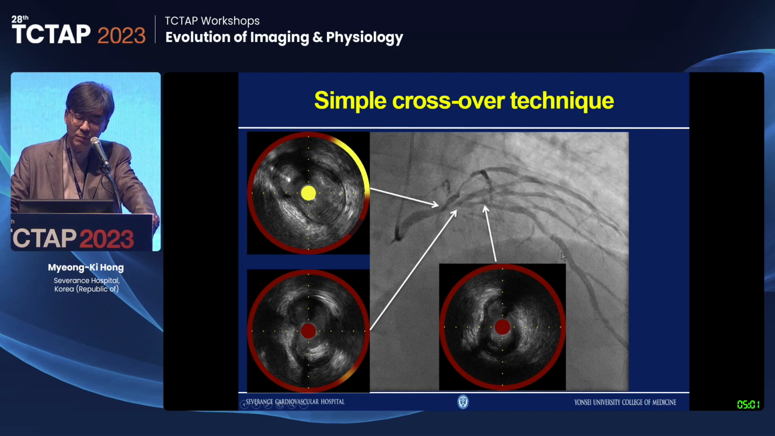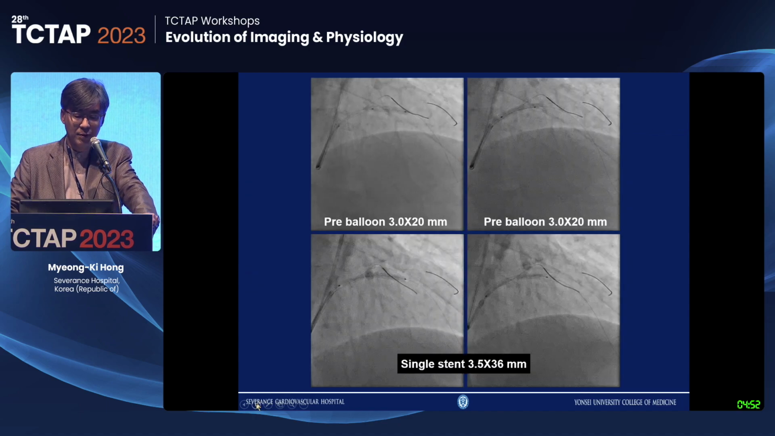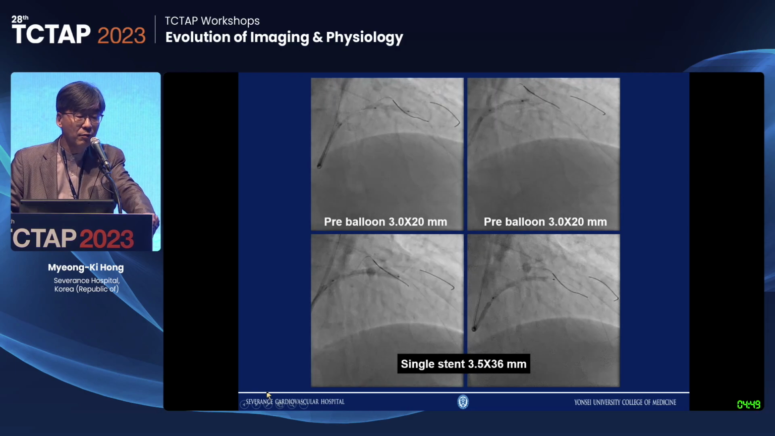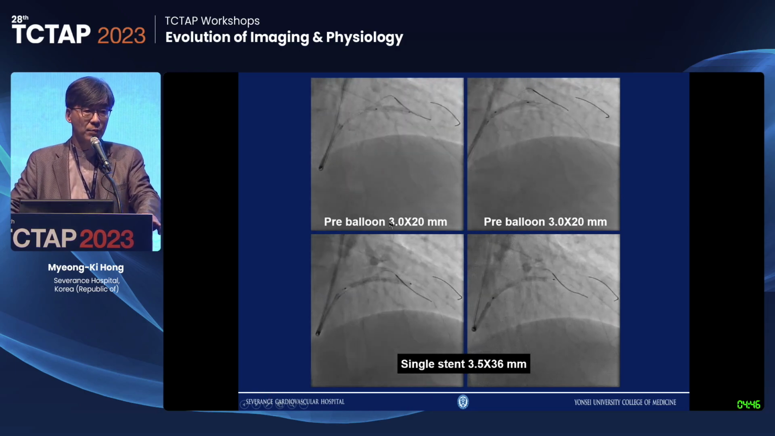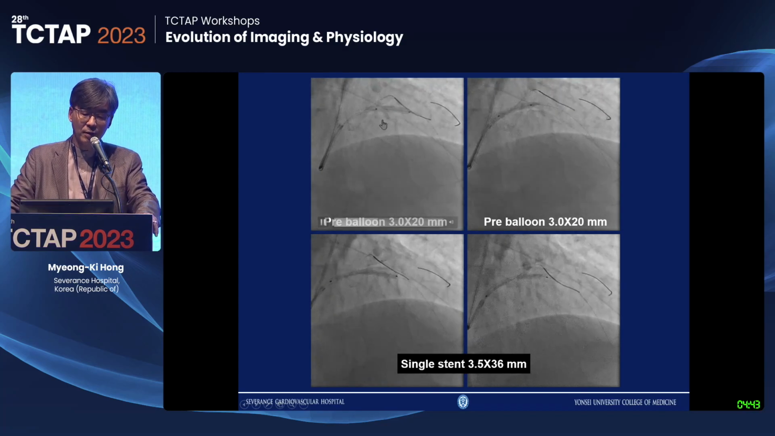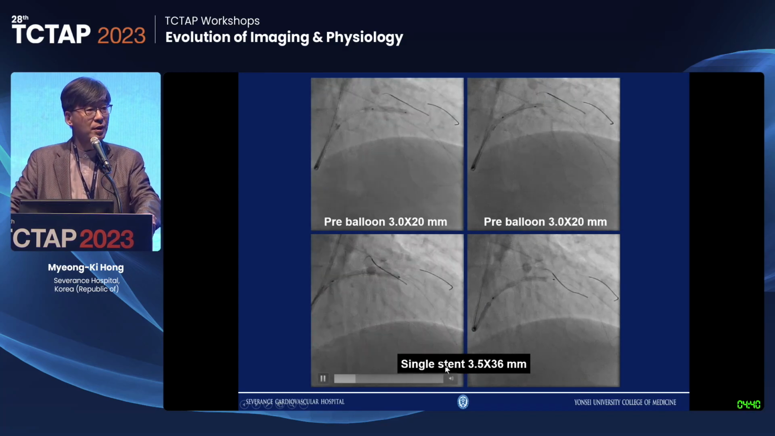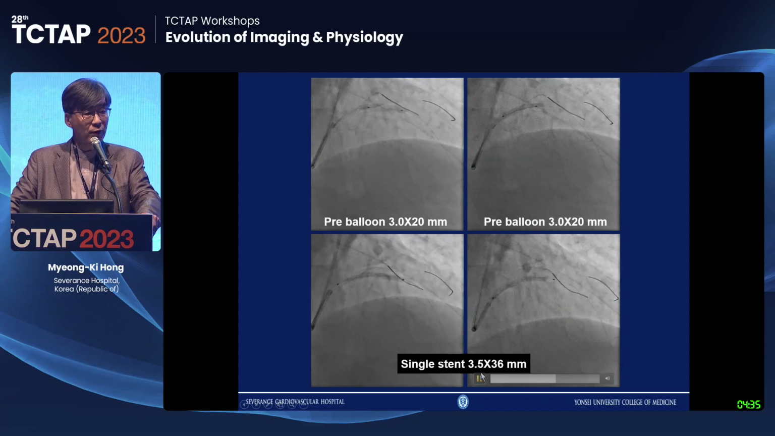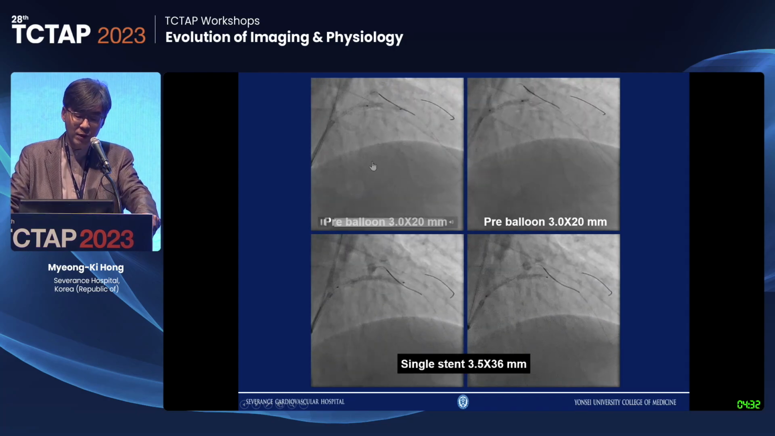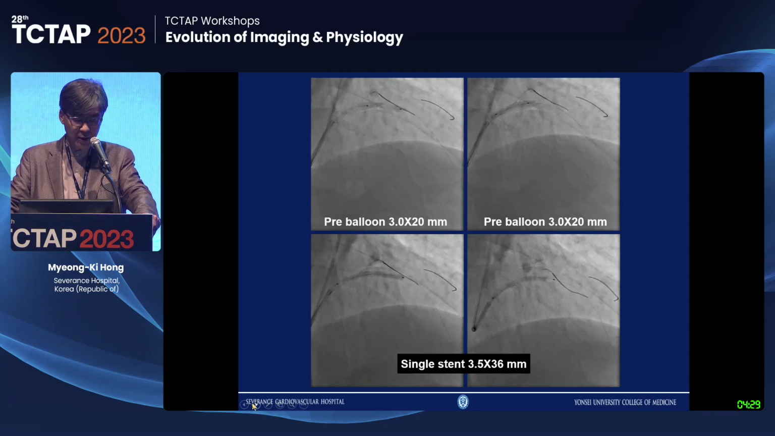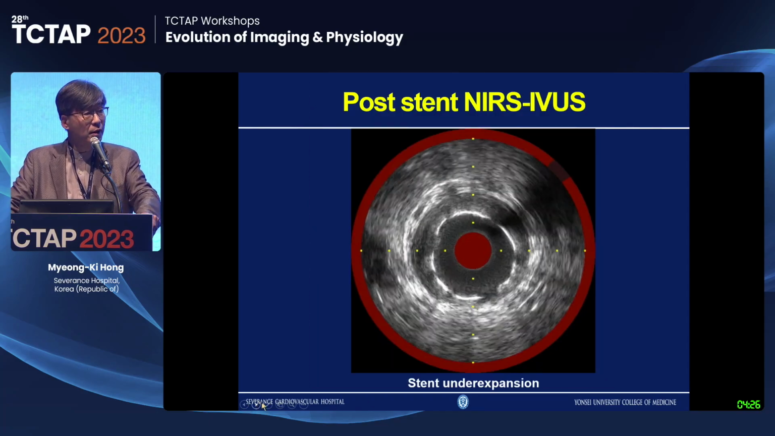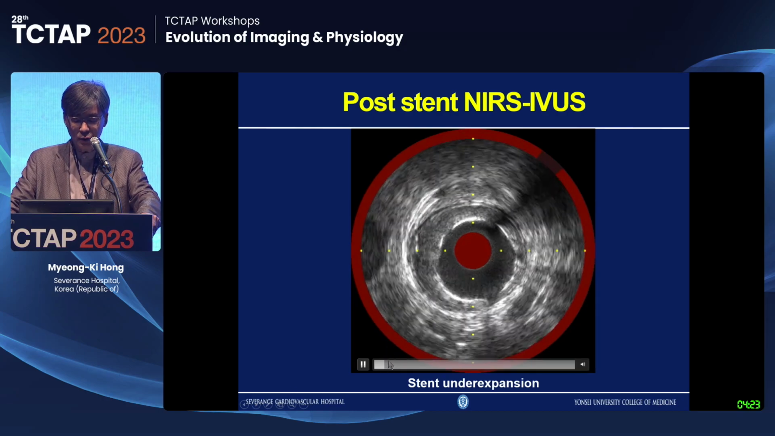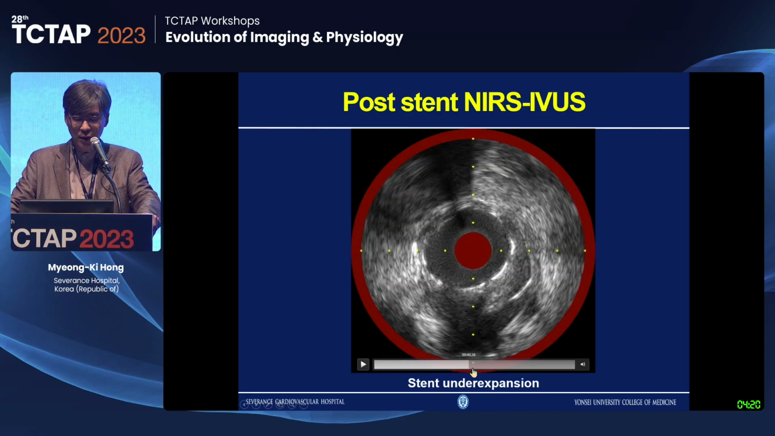So after the imaging examination, we decided on just a simple crossover technique overall. Pre-dilate. The technique is quite simple. The lesion from the imaging and the simple technique, pre-dilate the lesion and just a single stent based on the imaging, and the stent size was 3.5 by 36 from distal left main to the proximal LAD. And the post-stent imaging run shows some stent malposition and under-expansion.